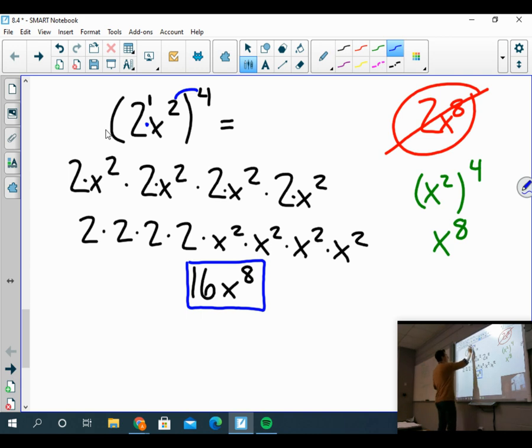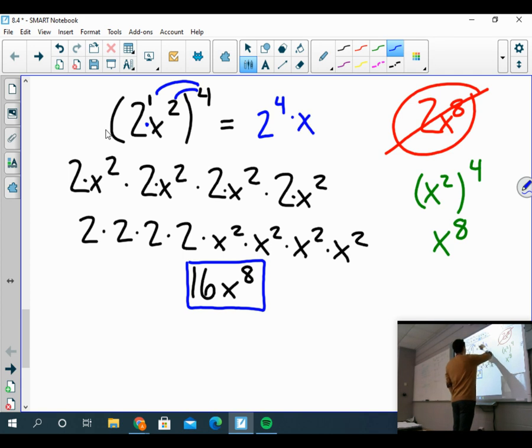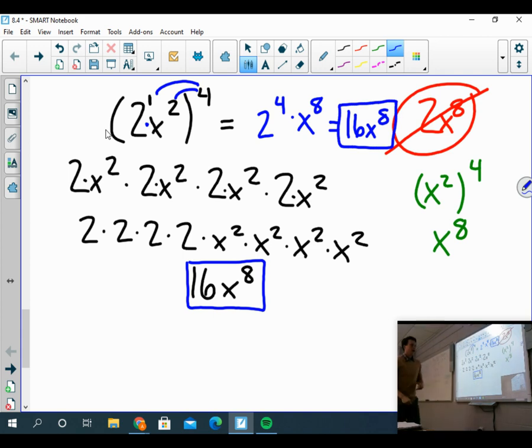So when I distribute the 4, I'm going to write that 1 in, and then we will get 2 to the 4th power, right? Power to a power, we multiply the exponents. So I get 2 to the 4th times x to the 2 times 4 is 8. So I end up with 2 to the 4th times x to the 8th, which is 16x to the 8, which is what we got when we wrote it out.